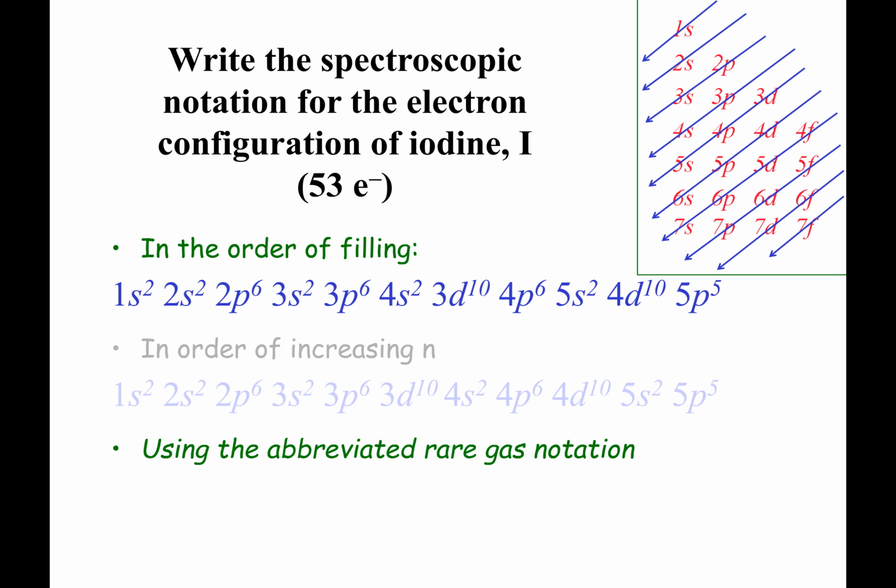So students like this. I'm smiling because I like this. Remember how we did those milestones? Anytime you have an ns2, np6, those are rare gases. But there are certain rules to using this abbreviated rare gas notation. You have to use the last rare gas you just passed. And for iodine, the last rare gas we passed was krypton. So we're going to put krypton in brackets, and then everything past krypton needs to be shown here. So it looks like this.